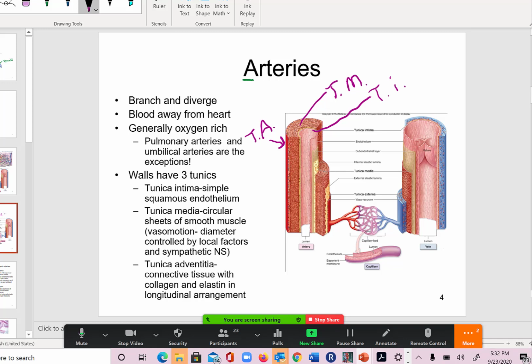Tunica intima. Here's another picture of the tunica intima in veins. The tunica intima is simple squamous endothelium. Going from internal to external, we have tunica intima, then the tunica media, and then the tunica adventitia. The tunica media is smooth muscle, and this means that blood vessels can constrict when the tunica media contracts, or vasodilate when the tunica media relaxes.